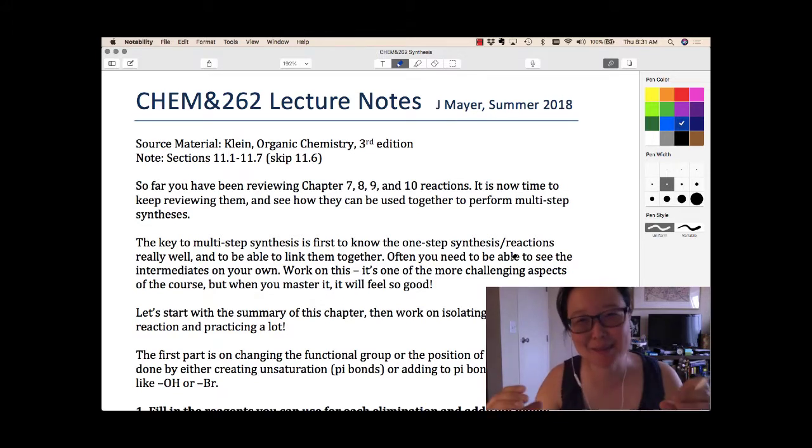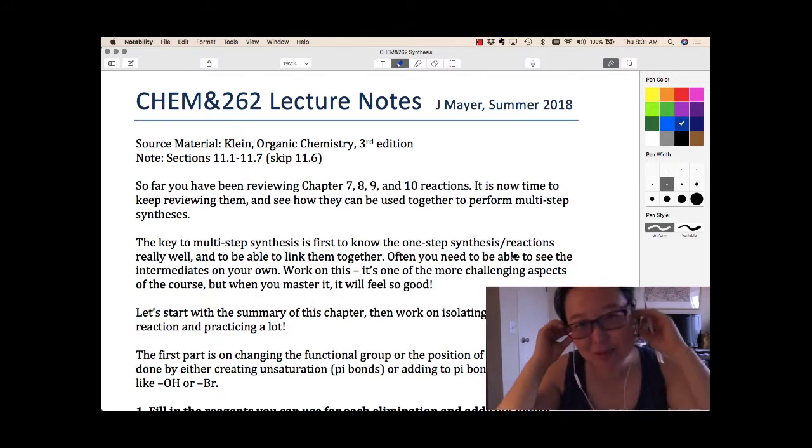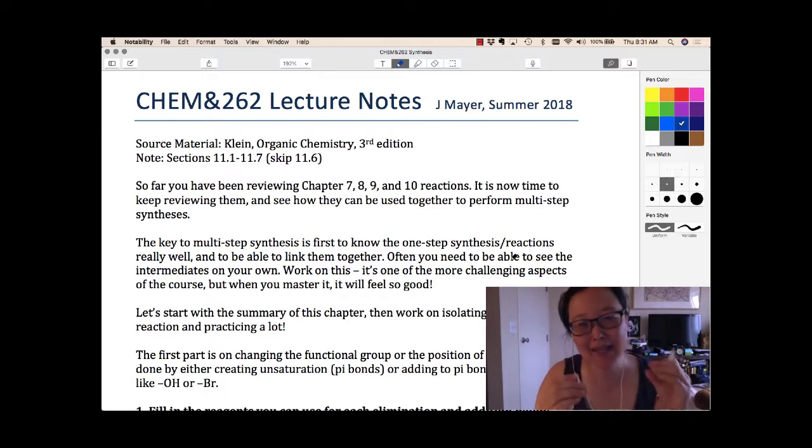So that's multi-step synthesis. And usually that's one of the hardest things about OChem, learning each of those steps so that you could then link them together. And some of you are naturally good at that. Some of you work really hard to get good at that. But in any case, whether you have to work hard or not, you have to be able to do it.